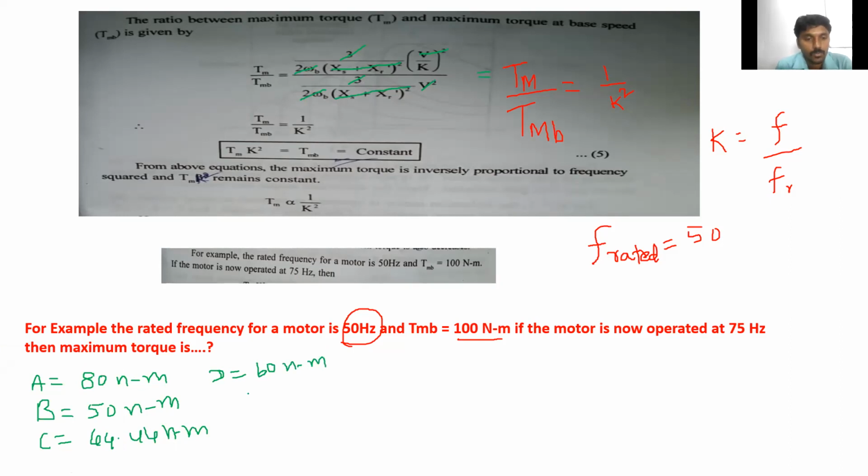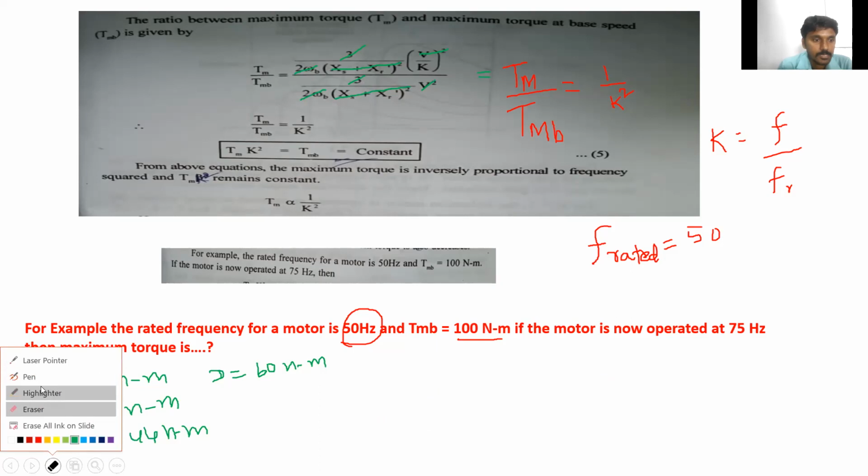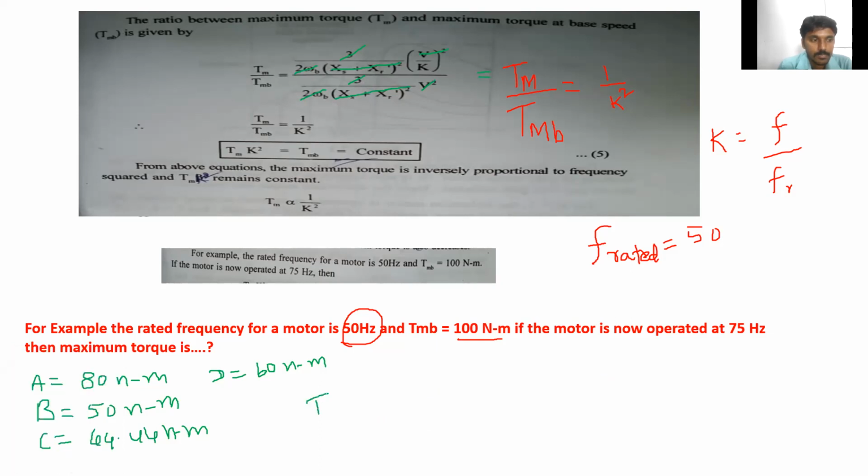So what is the right answer? First of all, we have to check whether it will increase or decrease. What is the formula we mentioned? To find the maximum torque, TM is equal to TMB by K square. From these relations.